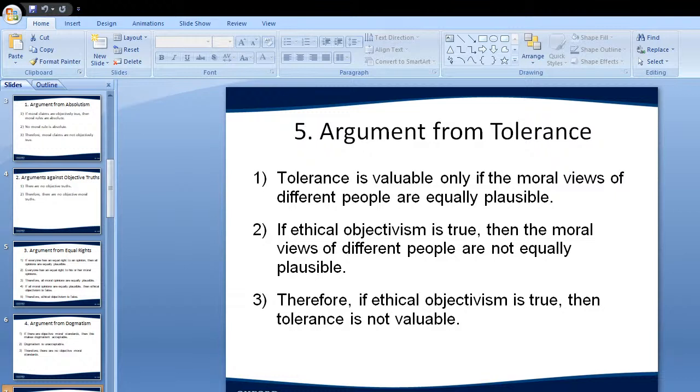Those who favor tolerance tend to regard its value as universal. That's kind of what it's saying. So if it's valuable if and only if moral views of different people are equally plausible. So that's a conditional. That doesn't say that you believe that it's true. It's just saying if it is valuable, then the moral views of different people are equally plausible. I'd say, yeah, okay, I'll grant that.